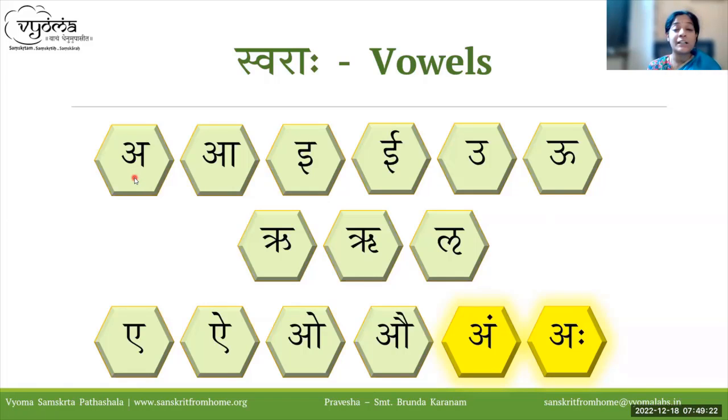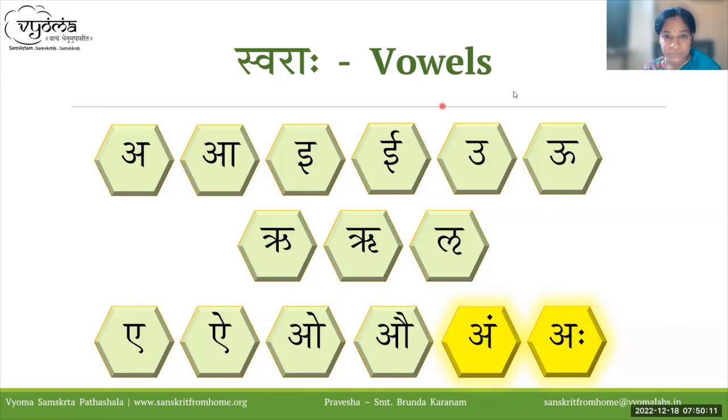Please, all of you note the spotlight. I'm spotlighting the letter which we are pronouncing. A, I, U, R, L, E, I, O, Au, Aha. Uttamam. Dhanyavadaha. Thank you.